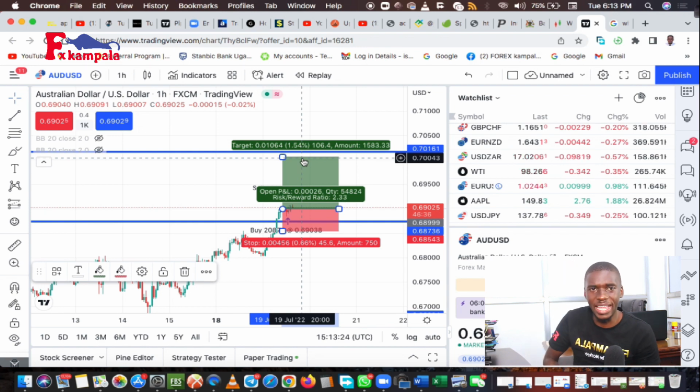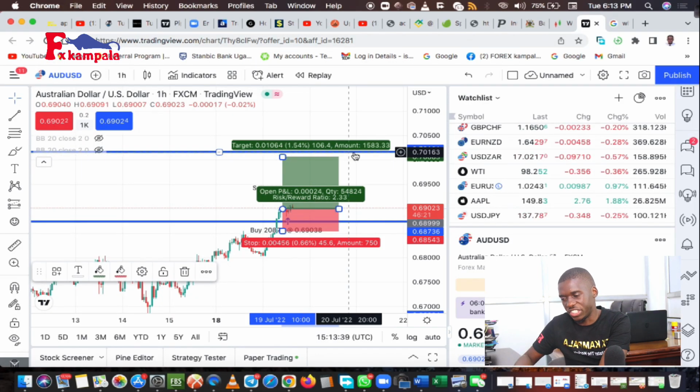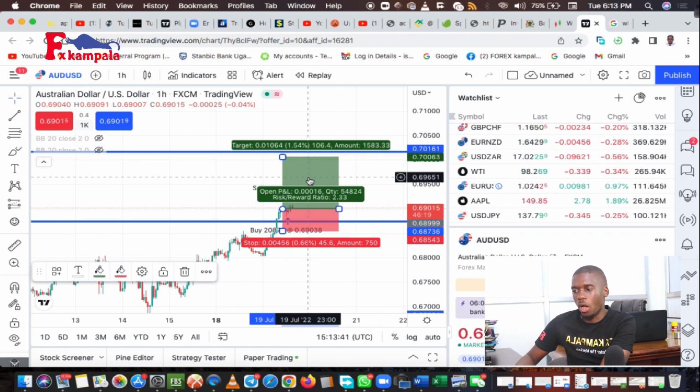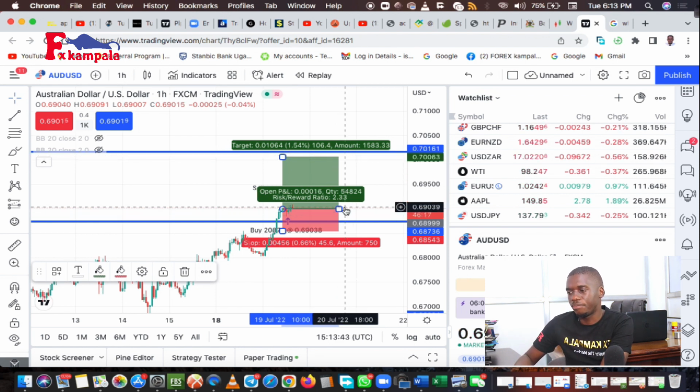So for this case, we put our take profit slightly below the key level because of the reaction, the rejection that it may surface when it approaches the next key level, which is this. So I know now that I'm going to enter here for a buy. I'm going to enter here with the stop loss and the take profit.